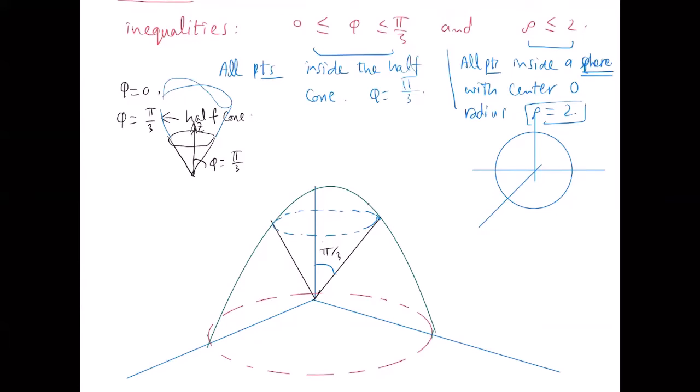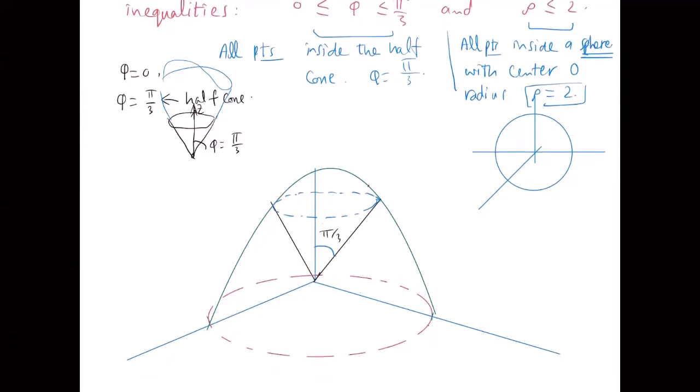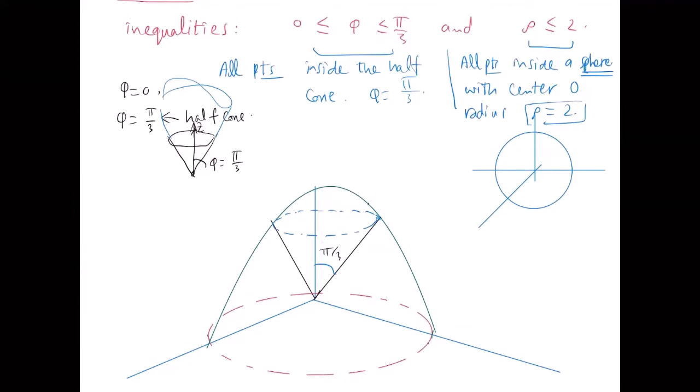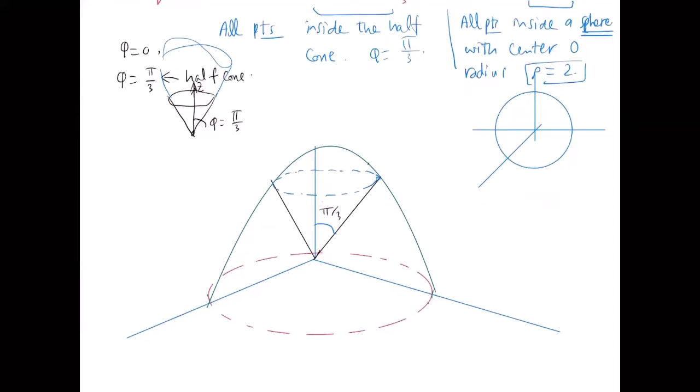So where are the points we are looking for, Shahab? On rho smaller than or equal to 2. Yes, inside the sphere. So I drew this sphere or part of it. I don't need all of this. I need the points inside the cone, the half cone, and inside the sphere at the same time. Where are these points? On the surface of the sphere. Yes.